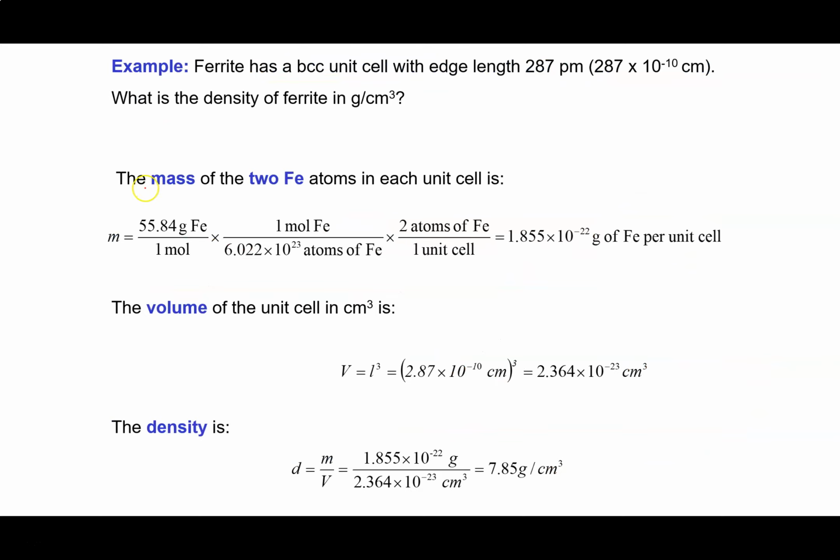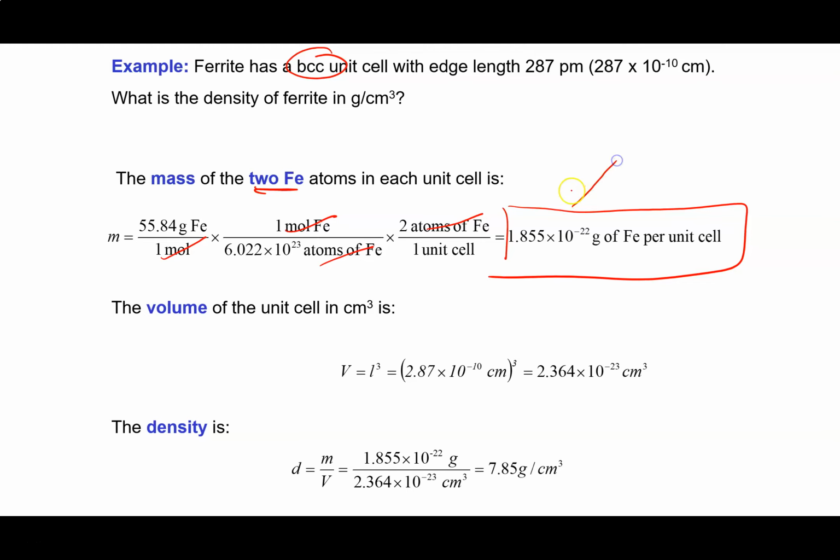So first of all, we just have to figure out the mass of one unit cell. Because it's a body-centered unit cell, we know it's got 2 iron atoms in it. A mole of iron atoms weighs 55.84 grams, but we don't want a mole of iron atoms, we just want 2 iron atoms. In 1 mole of iron atoms, there are 6.022 by 10 to the 23 atoms of iron, which gets rid of that. And then we know that we've got 2 atoms of iron in our unit cell.